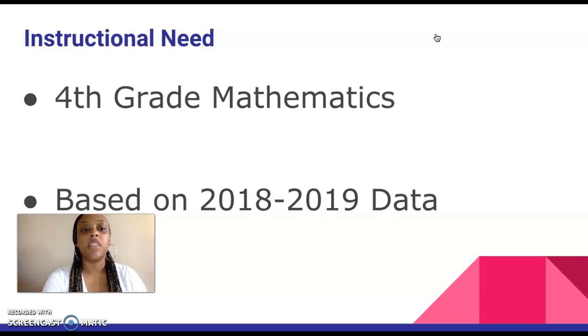So the instructional need at my school is fourth grade mathematics, and this came from the 2018-2019 school data. This particular group of children were predicted to only perform at 21% compared to other grade levels, scoring at least in the 60 to 70 percentile. So this group of children were only going to be 21% proficient out of the whole entire school. So that is why I decided to focus on fourth grade mathematics.